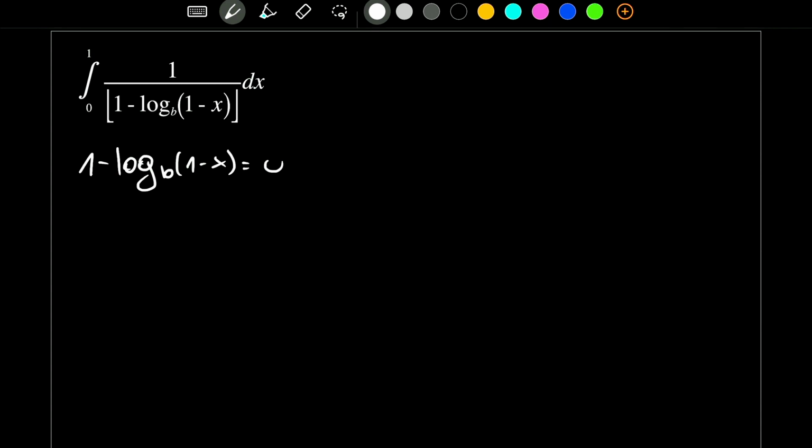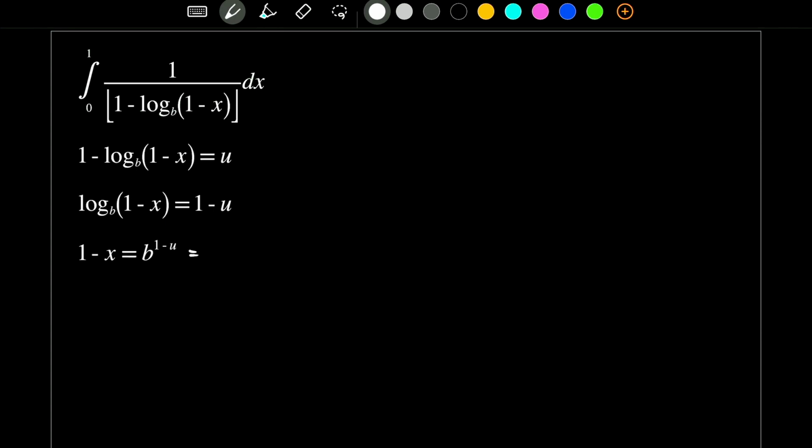We get started by, first of all, bringing the 1 over to the other side and then multiplying by minus 1. So log base b of 1 minus x is going to be equal to 1 minus u. And then we can just exponentiate with the base of b, which will give us 1 minus x is equal to b to the power of 1 minus u. And this means that x is equal to 1 minus b to the power of 1 minus u.